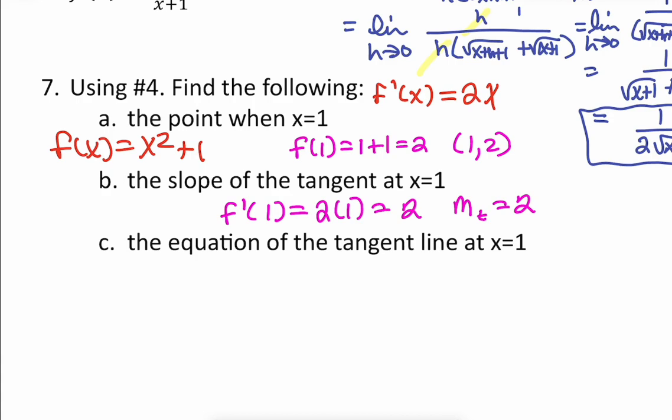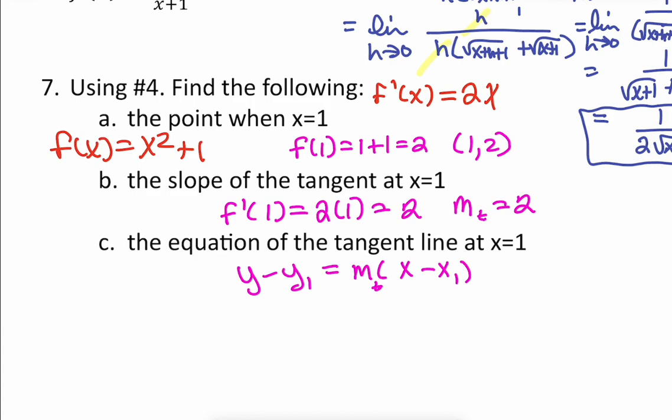Now, part C says, what is the equation of the tangent line at x equals 1? That means it's the slope of the tangent. M of t is the slope of the tangent. So your equation of the tangent line is always going to be y minus y1 equals m times x minus x1. And we can put a little t there.